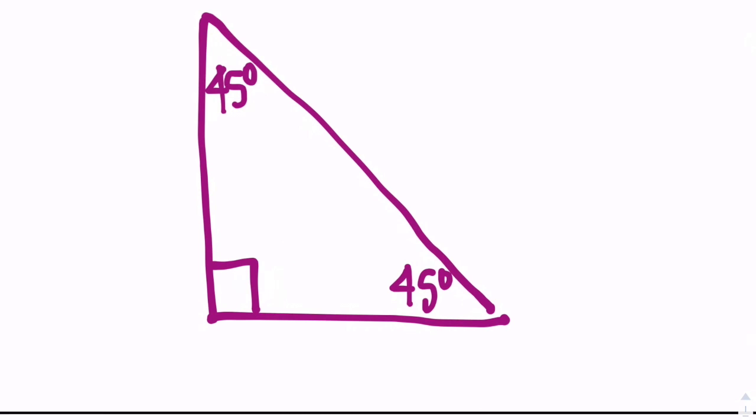So if you have a 45, 45, 90 triangle, what do you know about it? Well, first of all, it's isosceles, right? So these two are going to be the same length. Let's call it A.